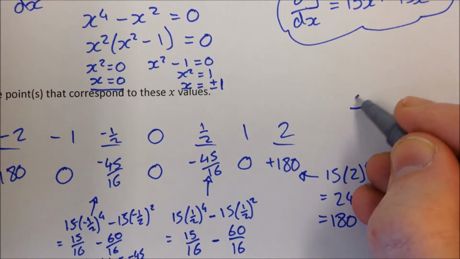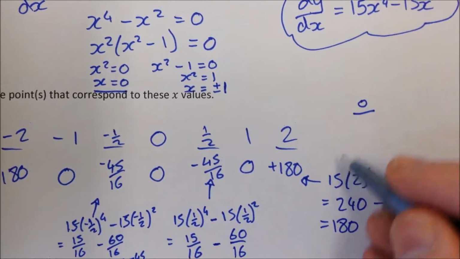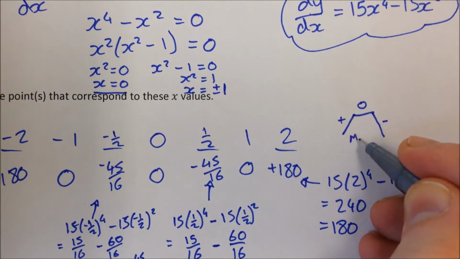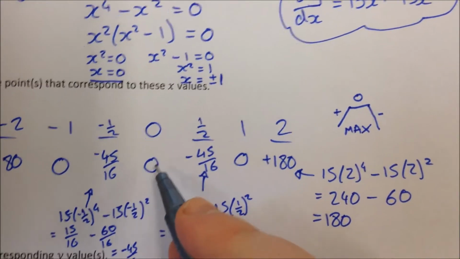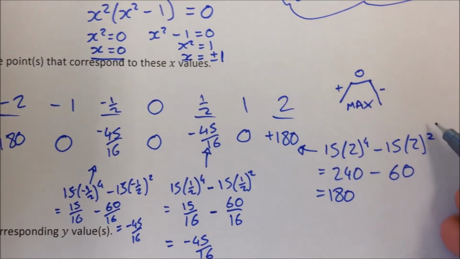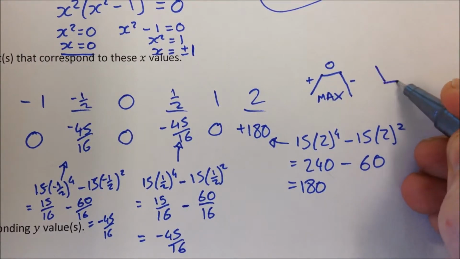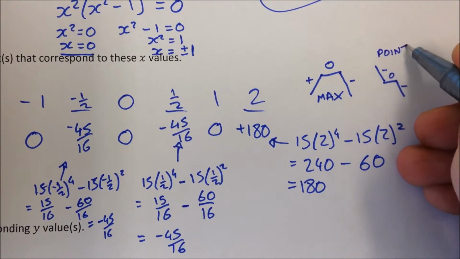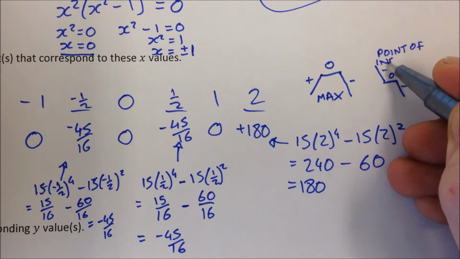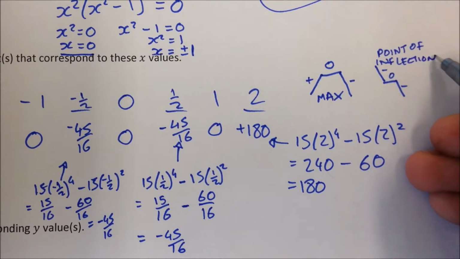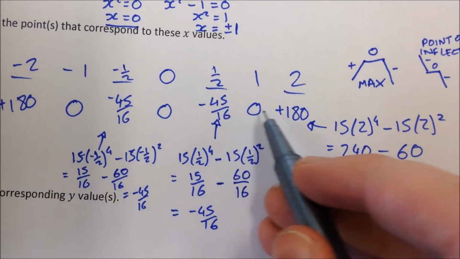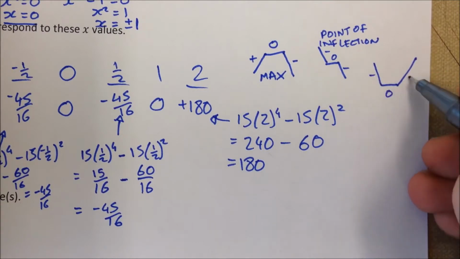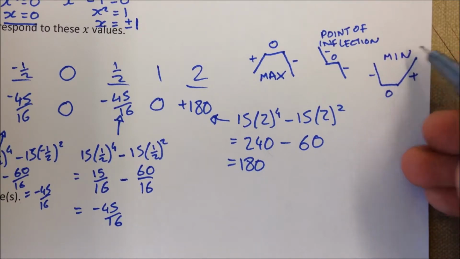So the first one, we've got positive, 0, negative. The first one is a maximum point. Then we've got negative, 0, negative. So that is a point of inflection. Then we have got negative, 0, positive. So that is a minimum point.